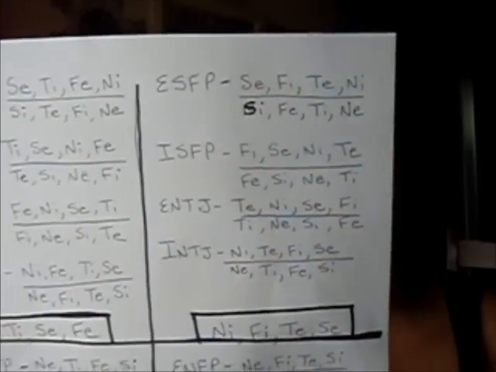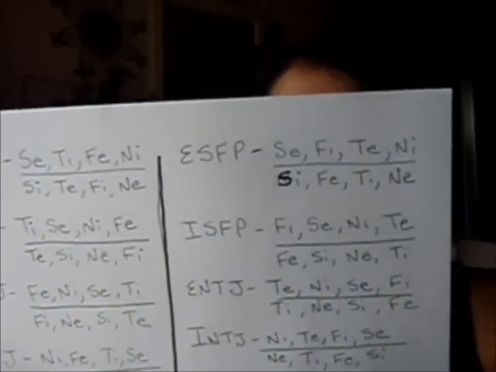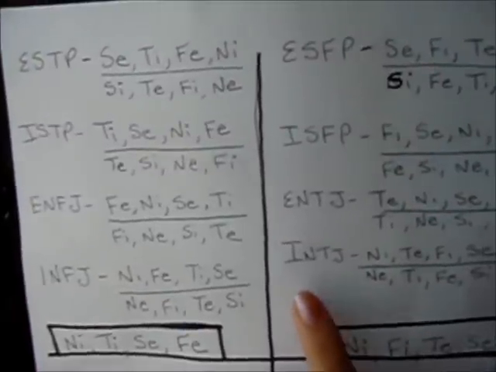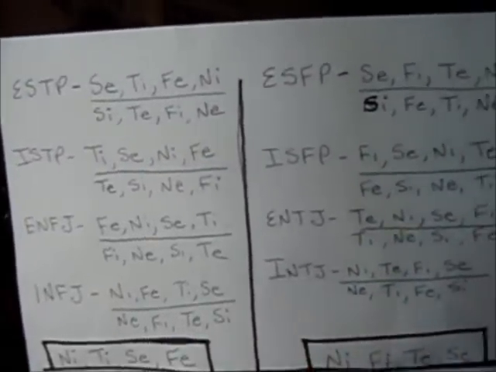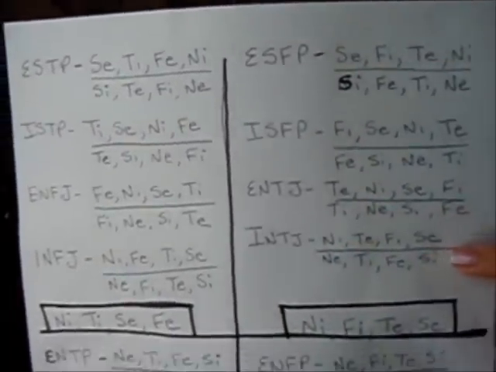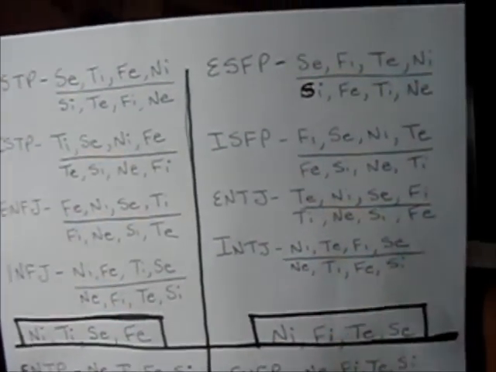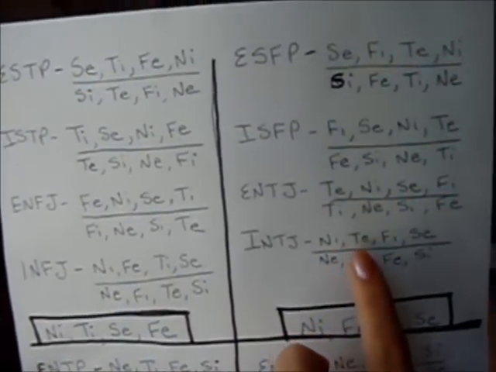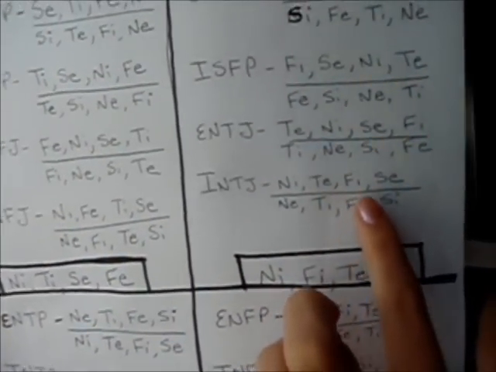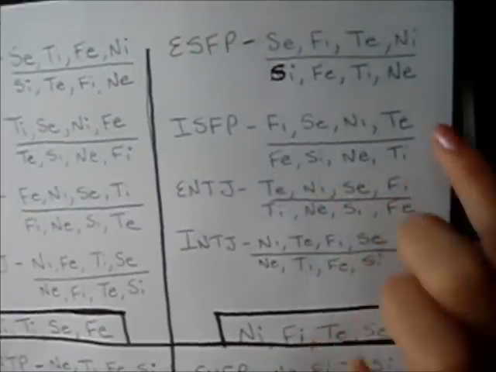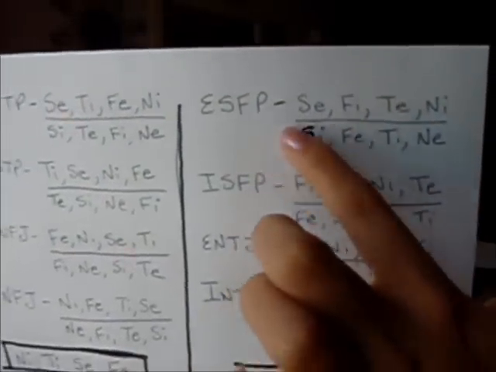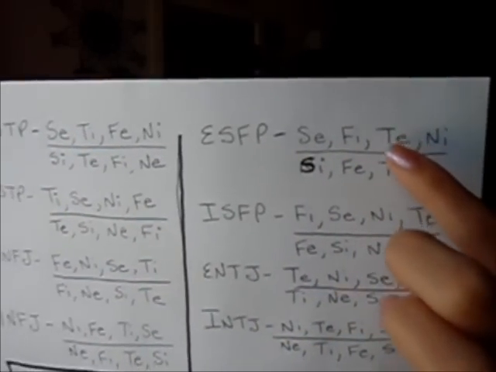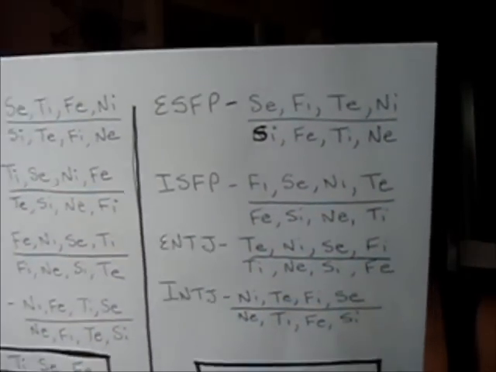So, something else, just remember, for example, an ESFP and an INTJ are the complete opposite personality types, but their cognitive processes, not only are they similar, they're just flipped. An INTJ: introverted intuition, extroverted thinking, introverted feeling, extroverted sensing. Flip it. So for an ESFP: extroverted sensing, introverted feeling, extroverted thinking, introverted intuition.